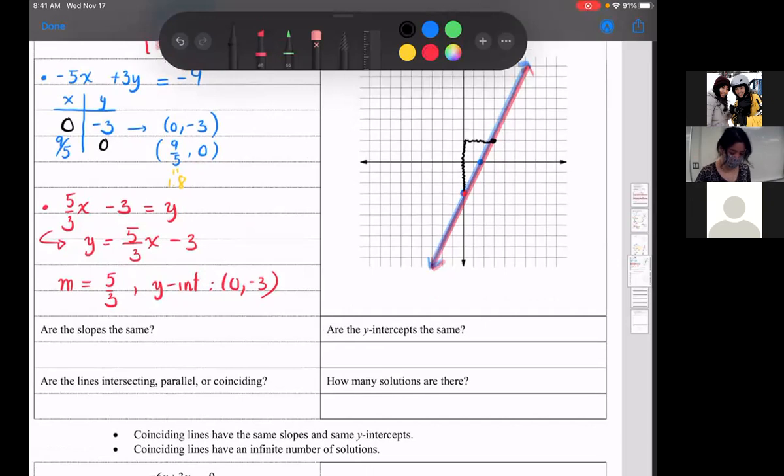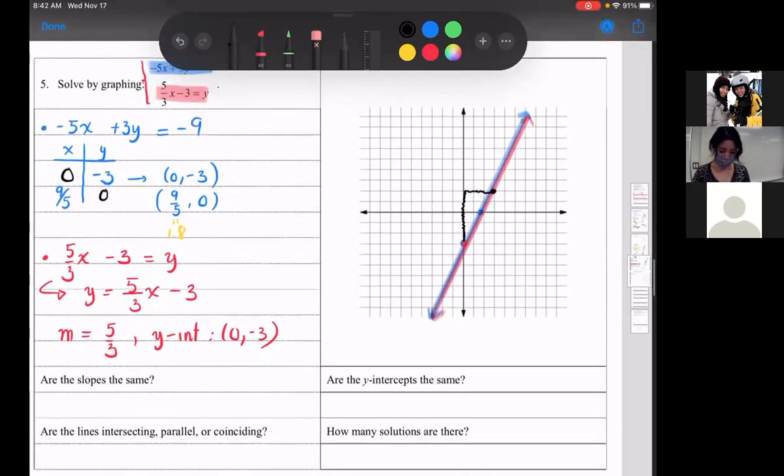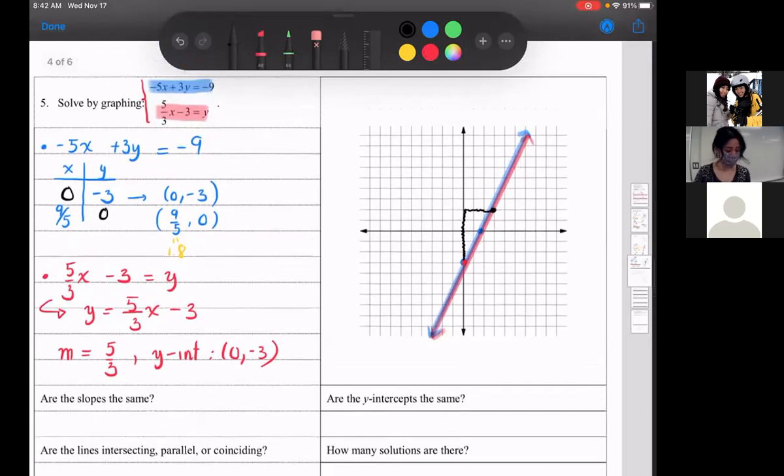So all the slope the same. Yes, right. Slope the same. Because think about it. Whatever rise or run I have for the red one, I'm gonna do the same for the blue one, right? The slope is same. Or you can solve.